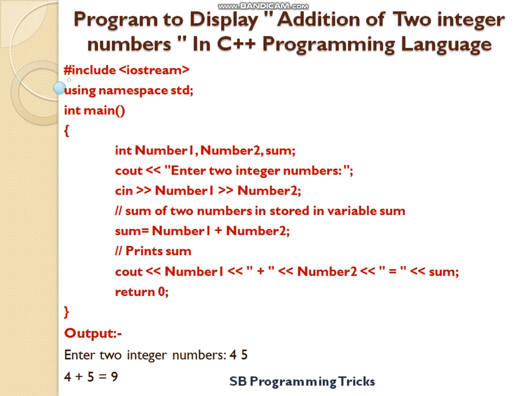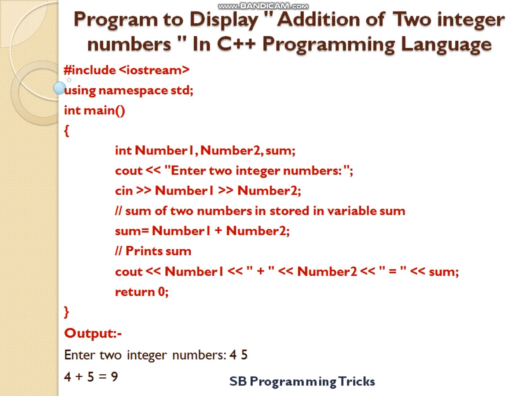Using namespace. Then the third line of this program is int main, which means the starting of your program, then an opening curly bracket. Now the first one is int, which is the data type. Data type means a particular type of a data item in C++ programming.